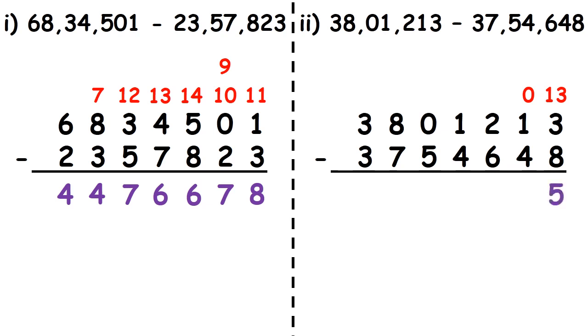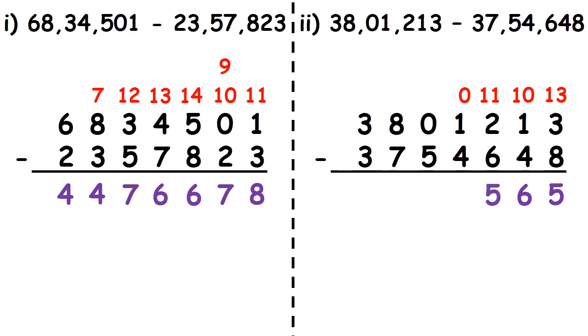Now we cannot subtract 4 from 0, so we have to borrow again from 2. 2 will become 1 and 0 will become 10. 10 minus 4 is 6. Now 1 minus 6 is not possible, so again we have to borrow from the next digit, that is 1. So here 1 will become 0 and 1 will become 11. 11 minus 6 is 5.